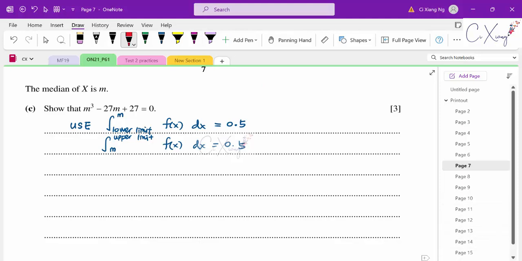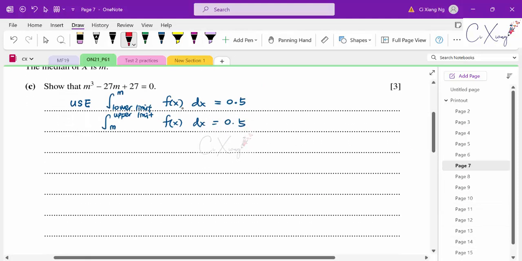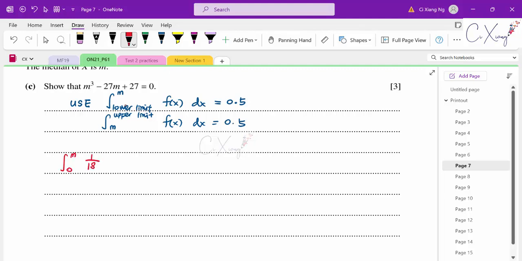Okay, so I will use the lower limit one because the lower limit for our case here is 0. So it's easier for us, right? So I will use 0. So I want to integrate from 0 until m for my function 1 over 18 and then 9 minus x squared. It is equal to 0.5.